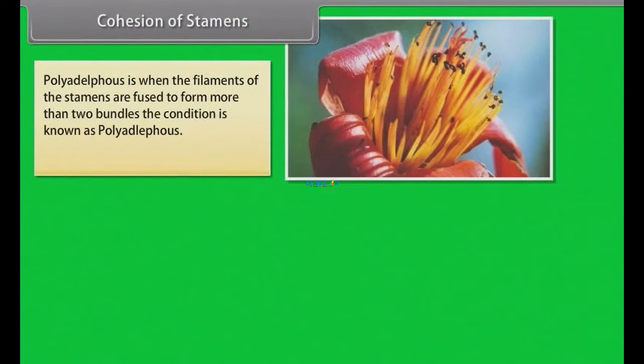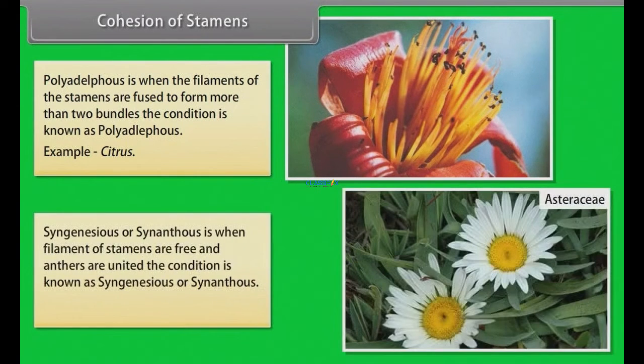Polyadelphous is when the filaments of the stamens are fused to form more than 2 bundles. The condition is known as polyadelphous. Example: citrus. Syngenesious or synanthous is when filaments of stamens are free and anthers are united. The condition is known as syngenesious or synanthous. Example: Asteraceae.